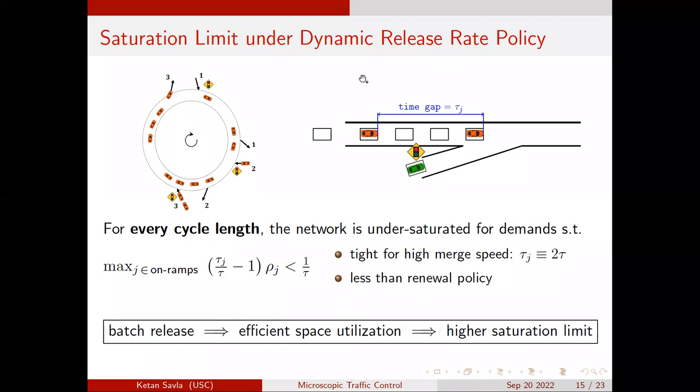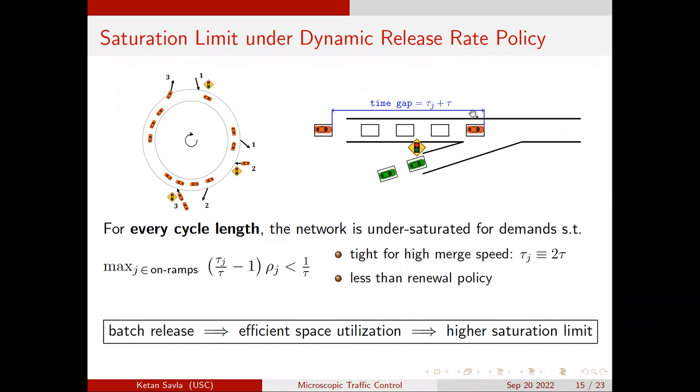The renewal policy, as inefficient as it may look at first glance, is more efficient in space utilization in the following way. In order to utilize the mainline space more efficiently, when you have a low merge speed case, it's better to release vehicles in batches. Why? Because if you want to release only one vehicle, you need a gap of tau j, which could be more than 2 tau. But if you want to release two vehicles, you just need an extra tau gap. So the marginal increase in the gap that you need for every extra vehicle that you add into the batch is better. And because of the construction of the renewal policy, the chances of seeing these big gaps are higher under the renewal policy than under the dynamic release rate policy. This is the reason why, again, this is a sufficient condition, but you potentially have a higher saturation limit under the renewal policy.